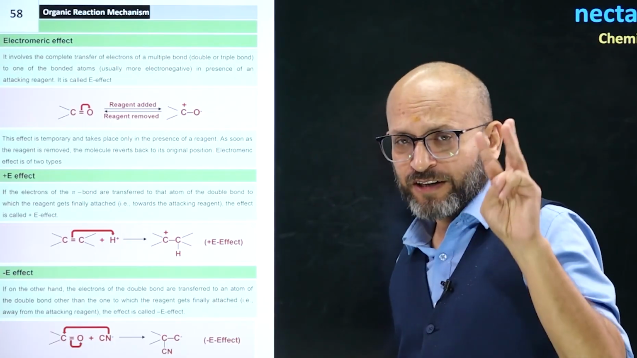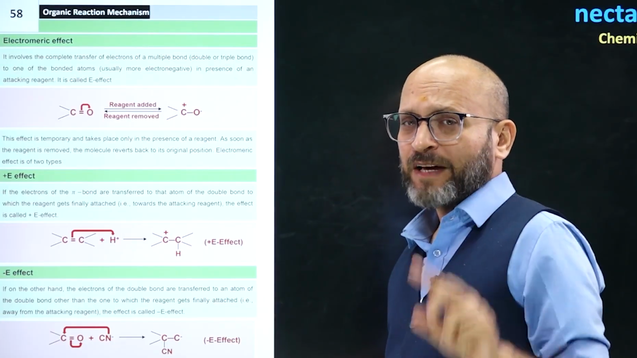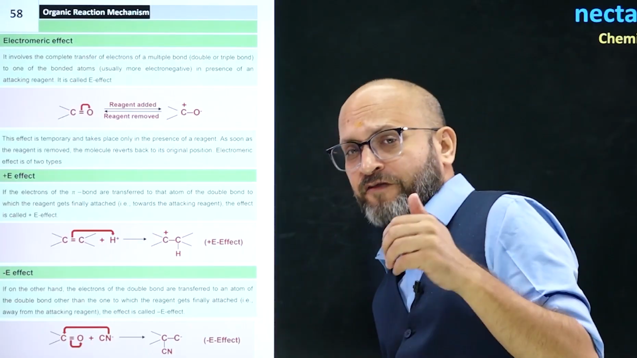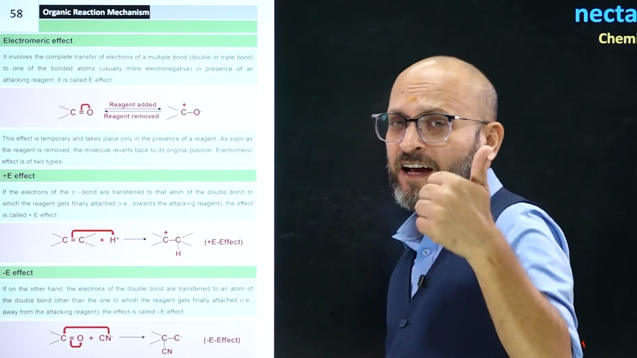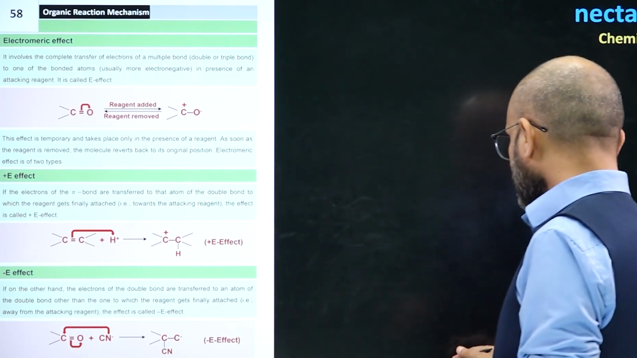So there are two types of electromeric effect. One is the positive electromeric effect and the other is the negative electromeric effect. What are these? Let's see.